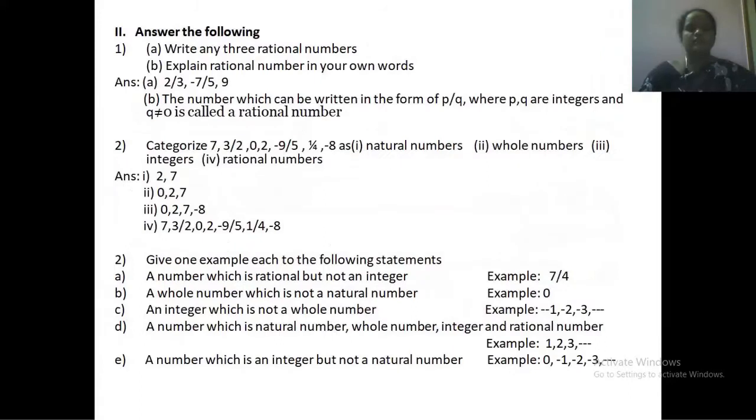Now let us see the second question. In that, first one is write any three rational numbers. Also explain rational number in your own words. Explain rational number in your own words means you need to write the definition, or write in your own words but without changing the meaning of the definition, and with three examples. Here three rational numbers are given as 2/3, minus 7/5, 9, and the definition as the number which can be written in the form of P by Q where P, Q are integers and Q not equal to 0 is called a rational number.